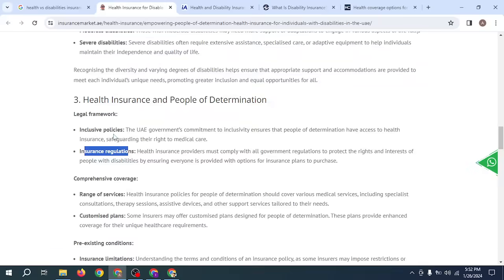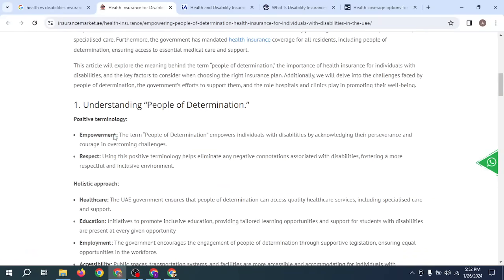These are the two insurance policies, health insurance and disability insurance.